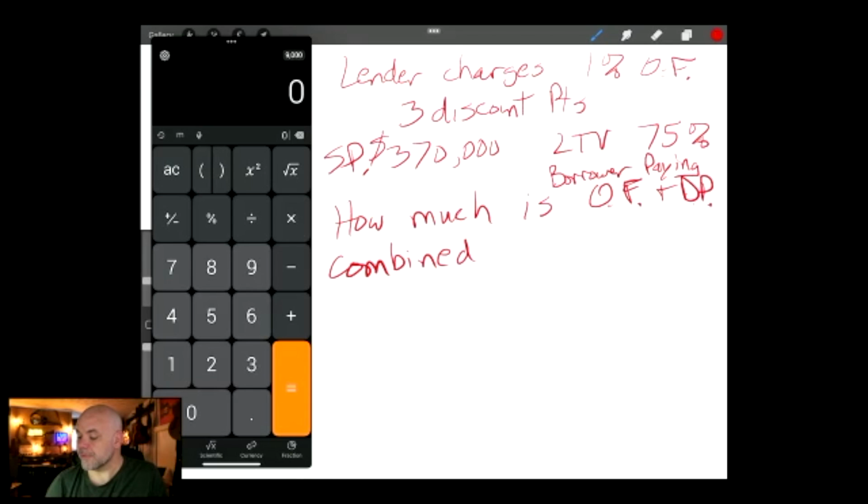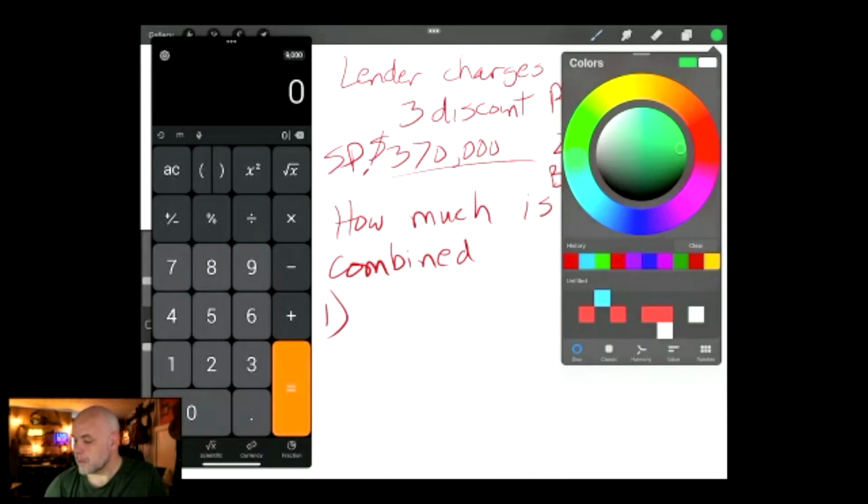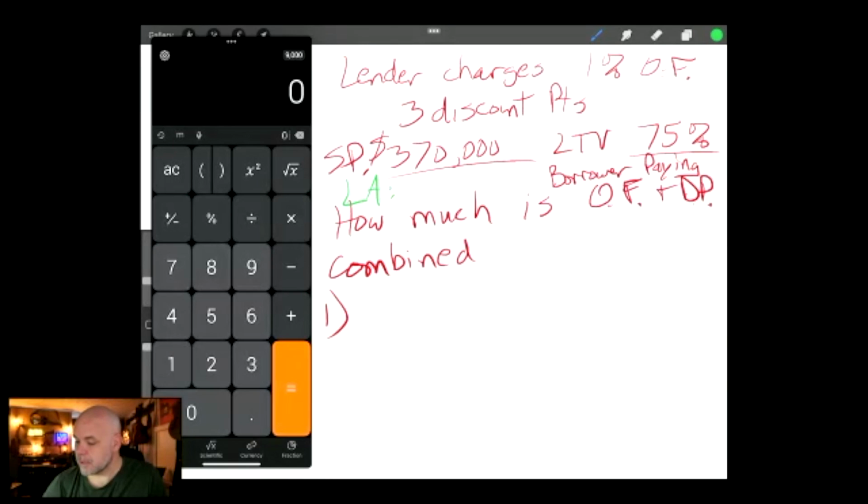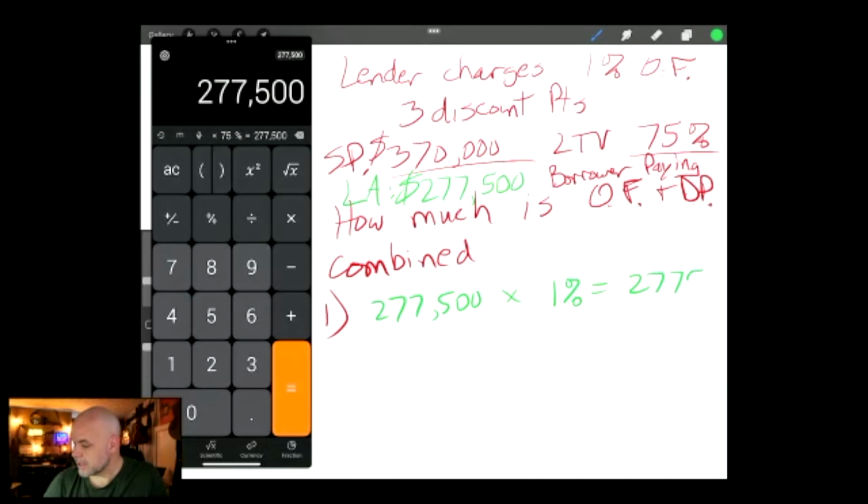You just have to do both of them and add them together. So origination fee, first of all, we need to calculate the loan amount. So we're all old pros at that now. 270 times 75% is 277.5. So we're going to take our loan amount of 277.5 and multiply it. We need, what was it, 1% for origination fee? Okay, that's 2.775.